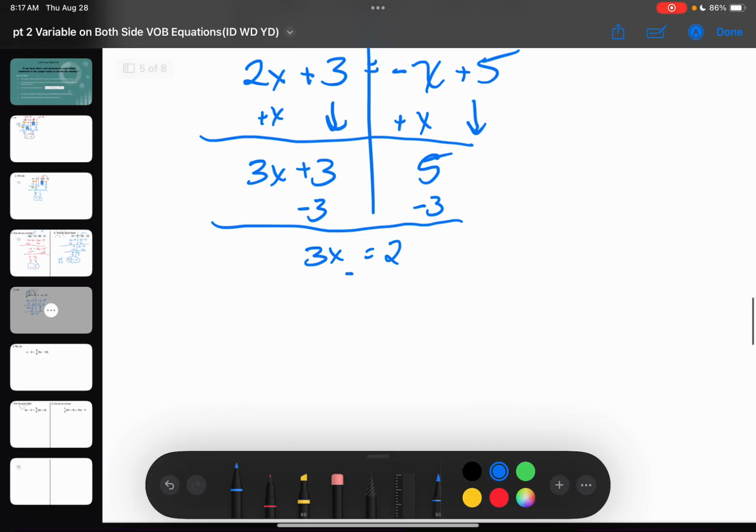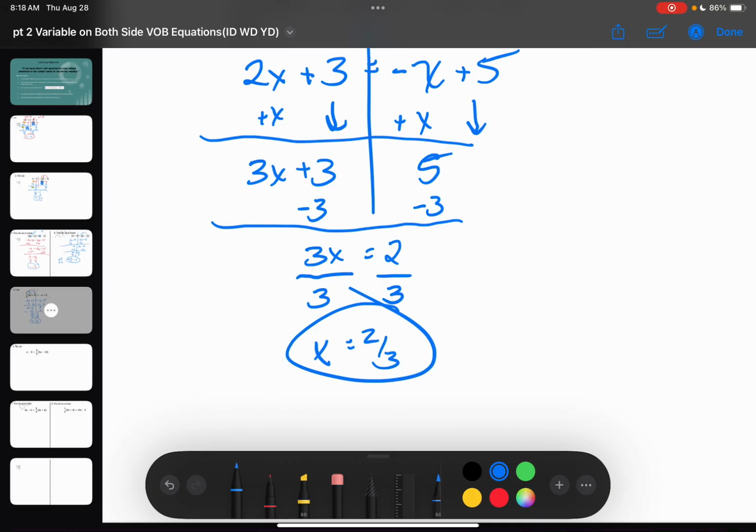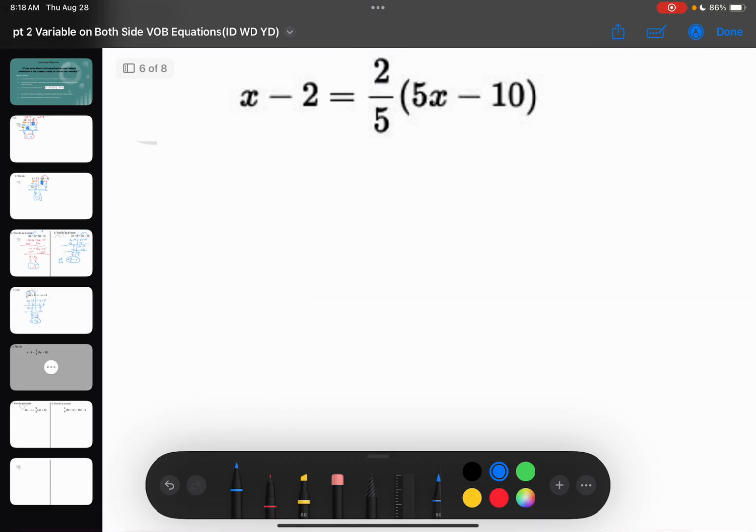Again, be careful here. What are we dividing by? We're dividing by 3 because that's the coefficient of x. So divide by 3, and we get x equals 2/3. All right, let's see what the next one brings. So here you've got 2/5, right?